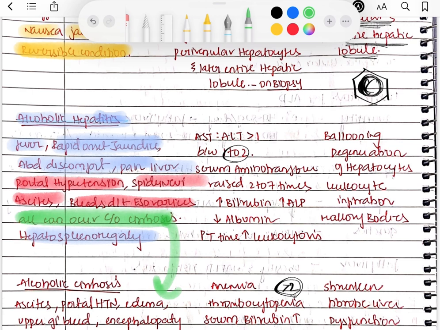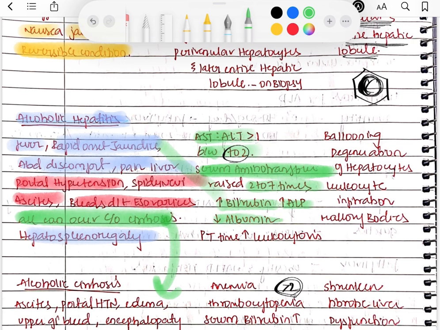Coming to the lab findings, you can again see AST and ALT with the AST to ALT ratio from 1 to 2, and there will be a rise of serum aminotransferases by 2 to 7 times. Bilirubin will be increased because of the jaundice.